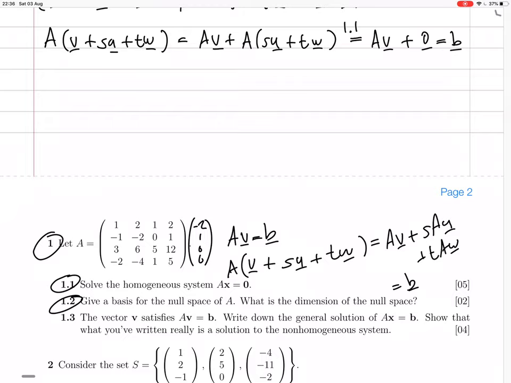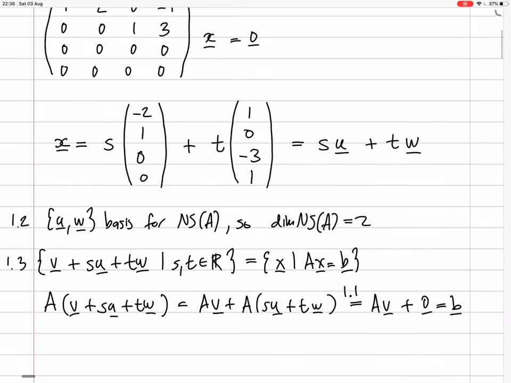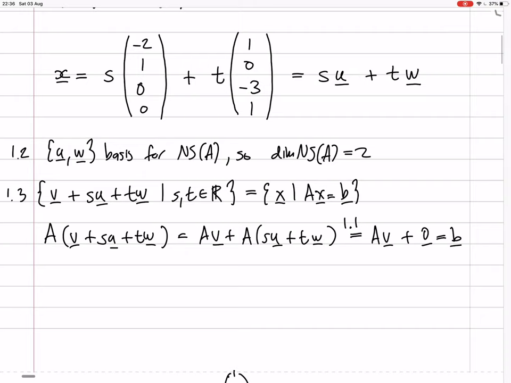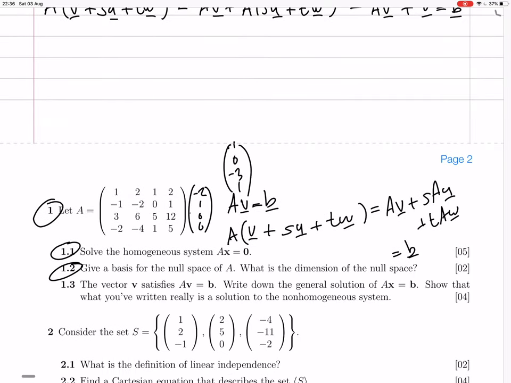Cool. And the next one, the other vector was 1, 0, minus 3, 1. Okay, so you get, top row, 1 minus 3 plus 2, yes, that's 0. Next row, you get minus 1 plus 1, yes, that's 0. Next row, you get 3 minus 15 plus 12, yes, that's 0. Next row, you get minus 2 minus 3 plus 5, yes, that's 0. So cool. So just check. So our solutions definitely are correct. And that's it.